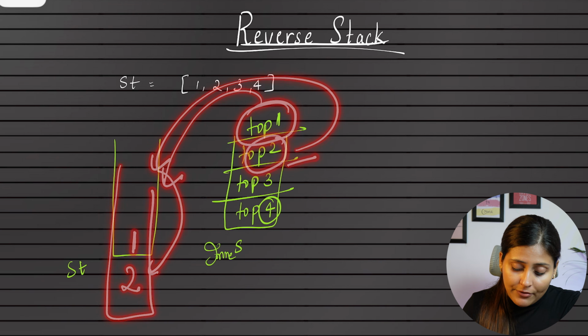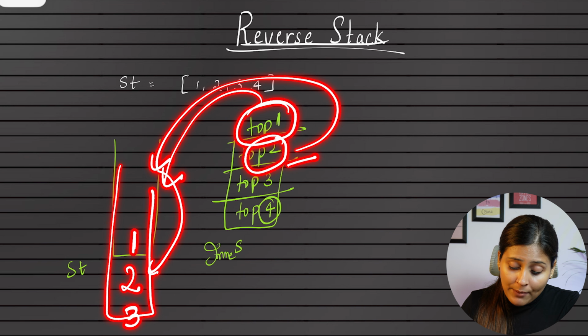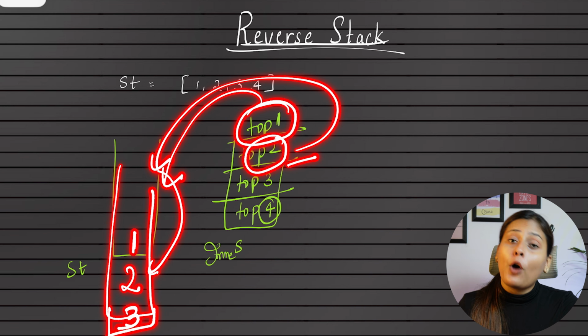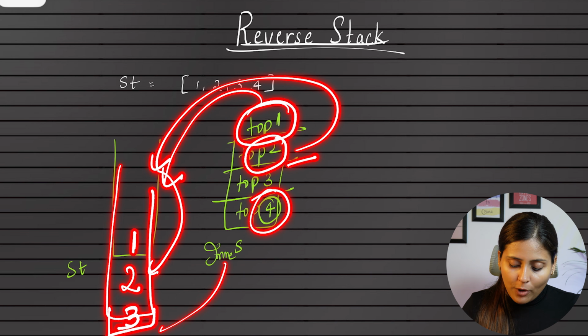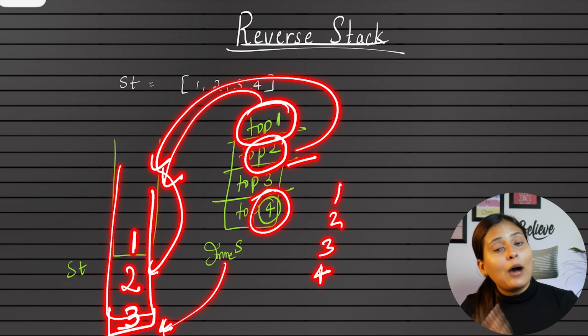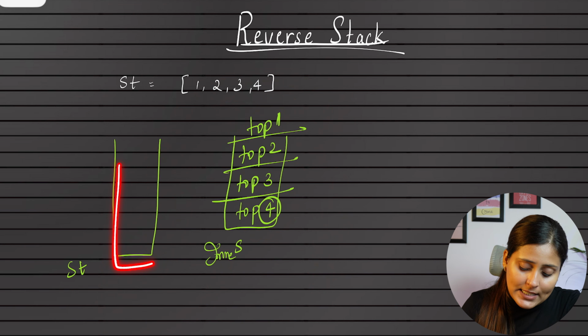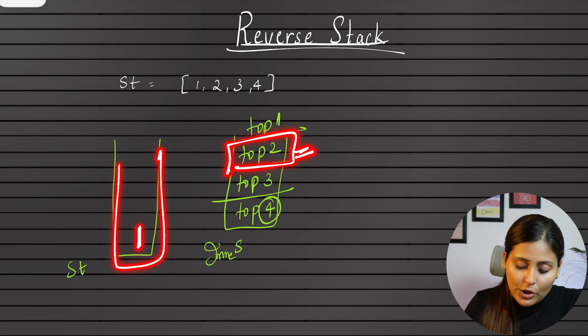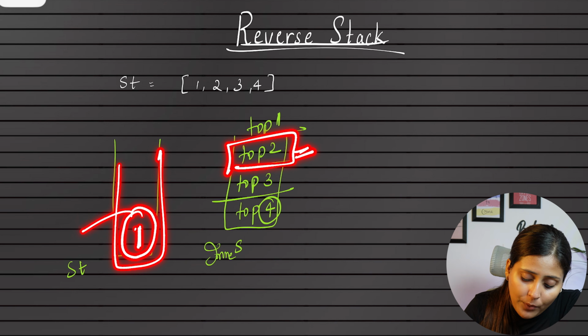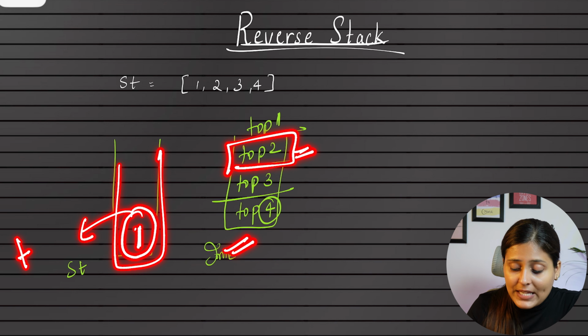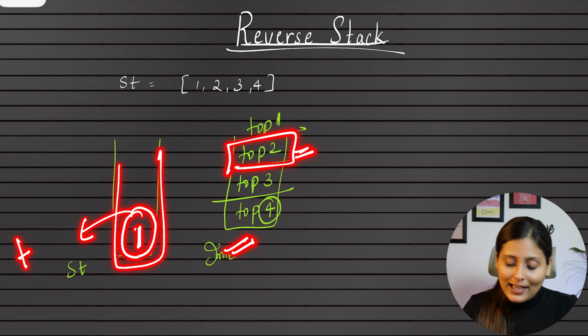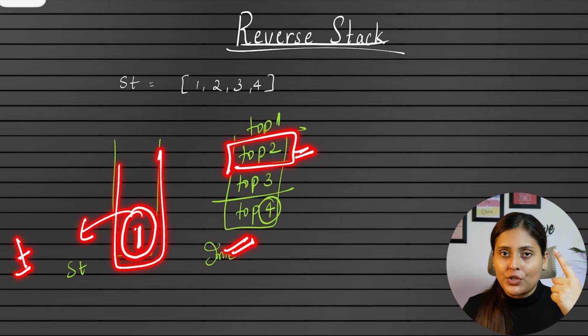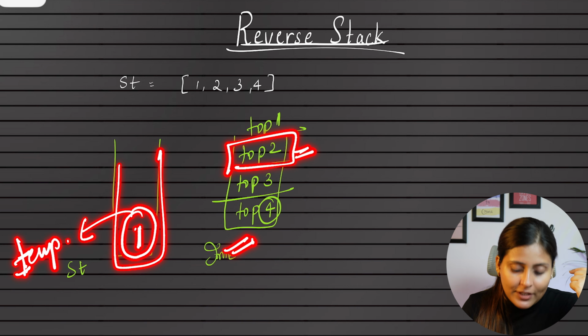Now when 3 comes, if I am able to insert 3 at the bottom, I can say yes, 1, 2, 3 has been reversed. Similarly 4 at the bottom, so I can say yes, 1, 2, 3, 4 has been reversed. But how can I do that? Initially suppose I have 1, and now suppose we have to insert 2. We will pop, and as we have saved our calls in our inner stack, we will make one more function, and there we will pop and save in a temp variable.